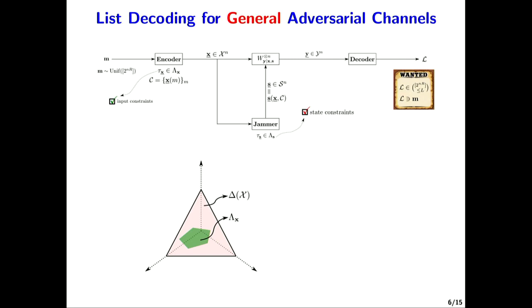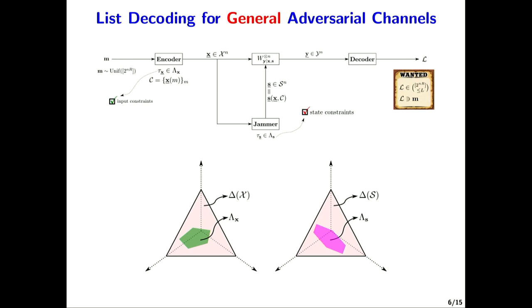So the input of the channel, let's first look at x. I require that its type has to lie within certain subset of types. Let's say the type of x, tau x, has to lie within lambda x. It's a subset of the probability simplex. Similarly, for s, I define some lambda s, the type constraint. I want its type to lie within lambda s. Again, type is just a histogram.